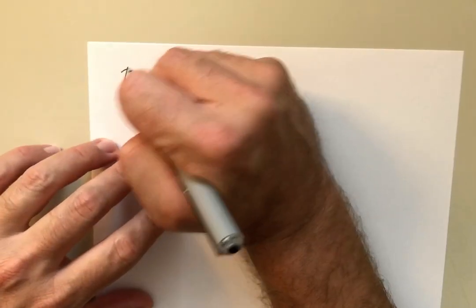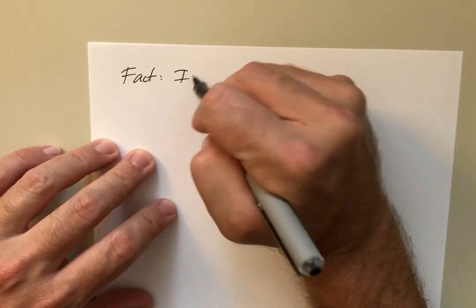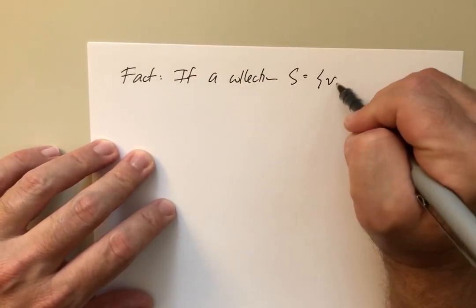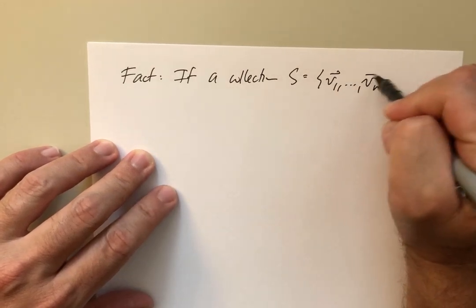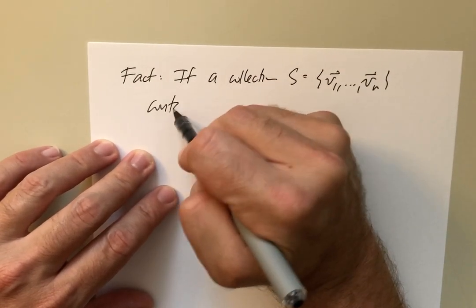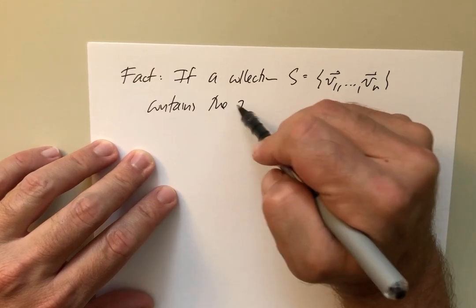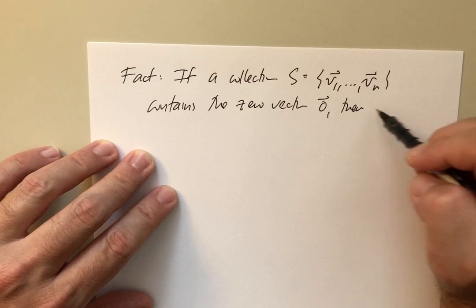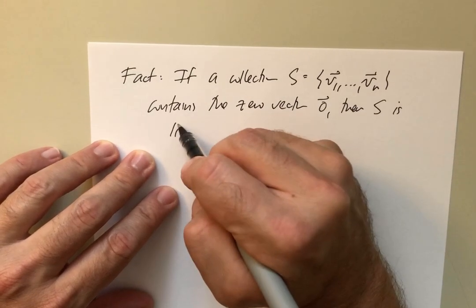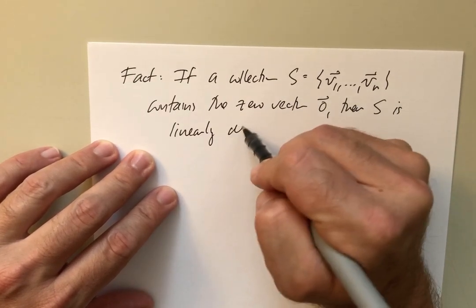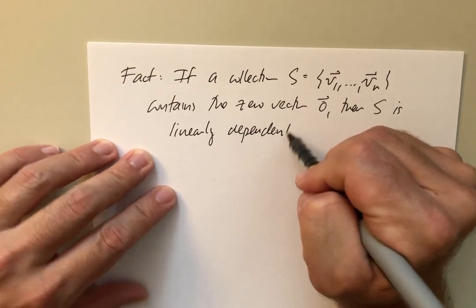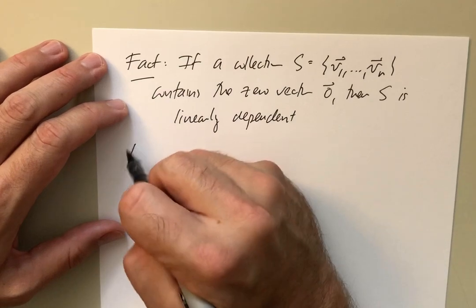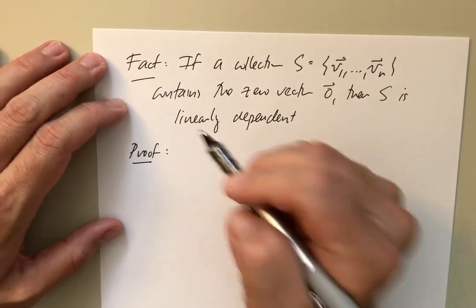And then I think the last trick I want to give you guys before we sign off, the last fact here, is that if a collection v1 through vn contains the 0 vector, then S is also linearly dependent. And that's a useful fact, with a pretty immediate reason for it.